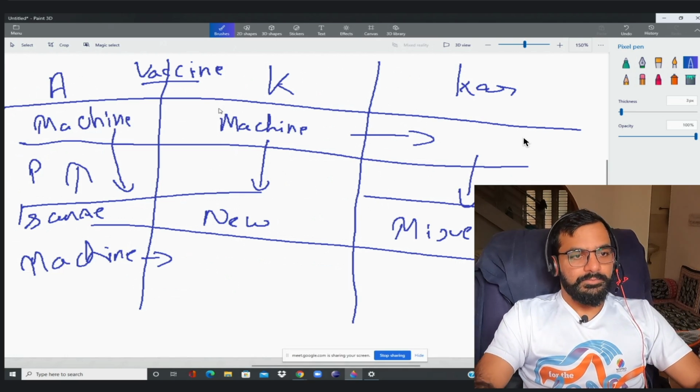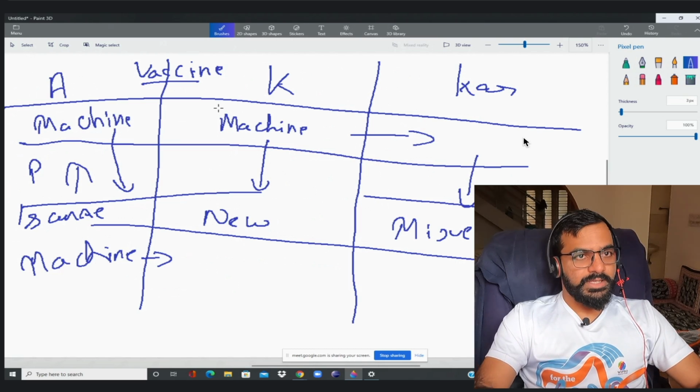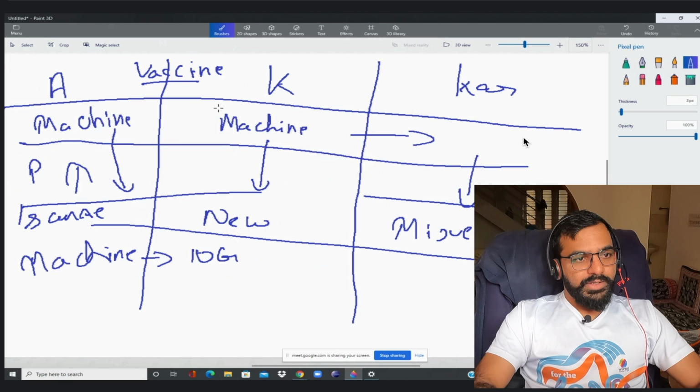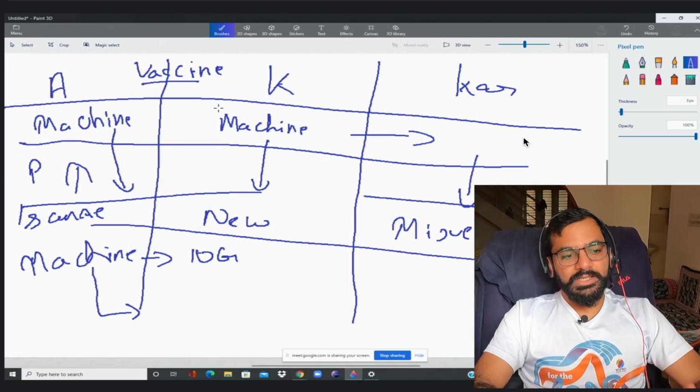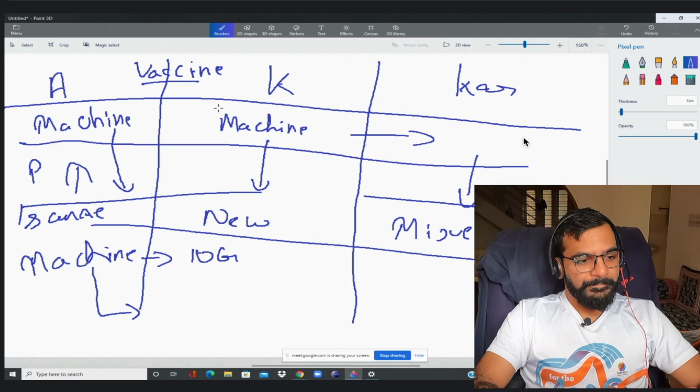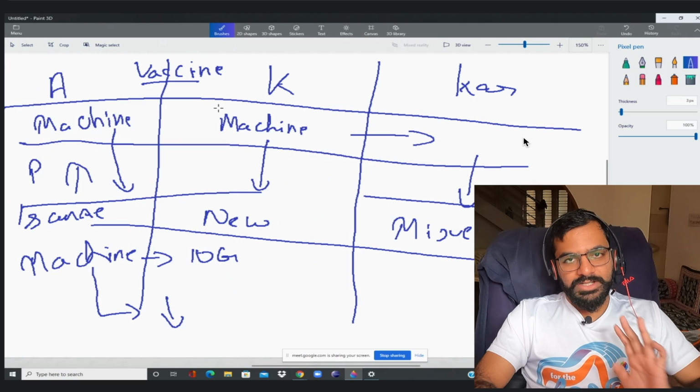Now for example, if I have to say, Akshay had invested some 10 crores in machinery for his vaccine production. We know that after 10 years its value will be something. Certainly that value will come down for sure, right? That is called depreciation.